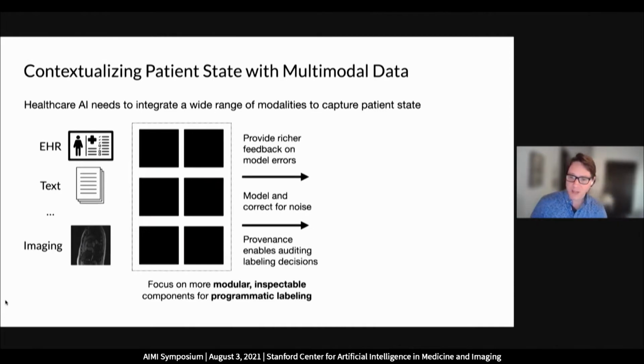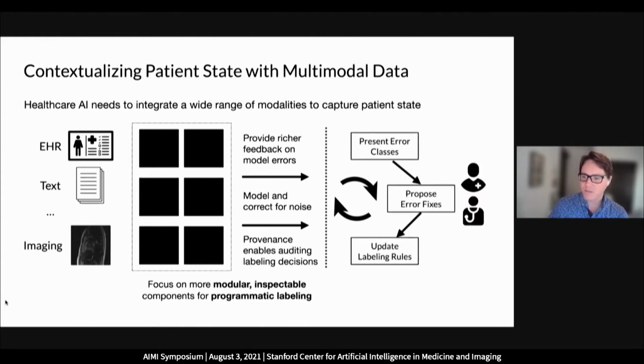This provides a lot of advantages, from richer feedback to model errors to modeling and correcting for noise or conflict, and provides a way to audit and check our assumptions for how labels are generated. And this is really critical if we think more in the future of a system where we're presenting results to experts, where we want to be able to characterize the errors it's making and have doctors or other experts make fixes that are integrated in a dynamic and live way. We really need to do this with a more scalable, programmatic approach.